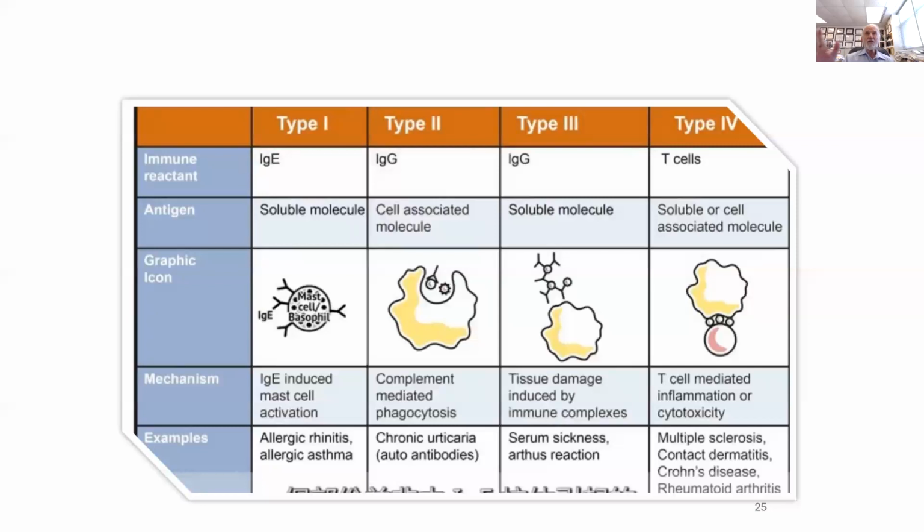So this is just a summary of what I just said. We can go all the way over to type 4. Type 4 is the reaction that you would get with either an interferon test or a quantiferon test, or a skin test. And this is where it's a T cell mediated inflammatory reaction. And that's where people that have defects in those systems are at higher risk for developing extensive tuberculosis.